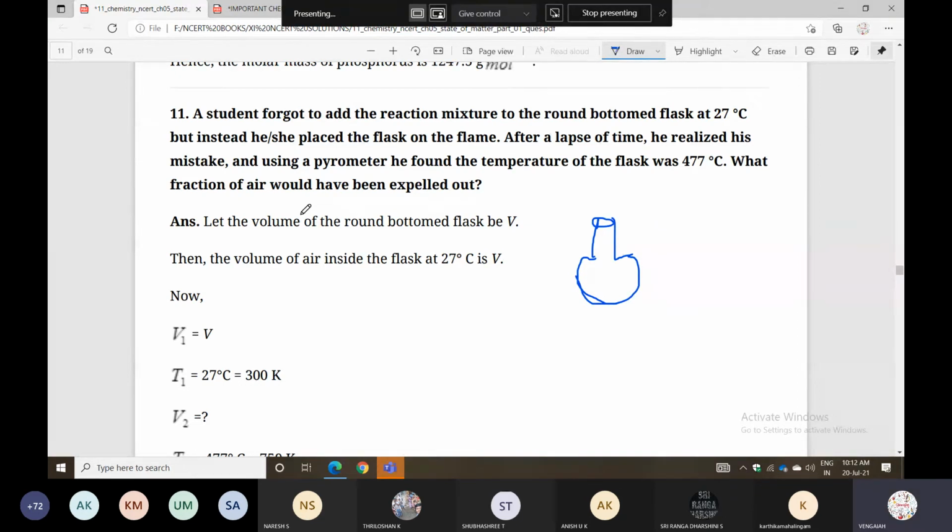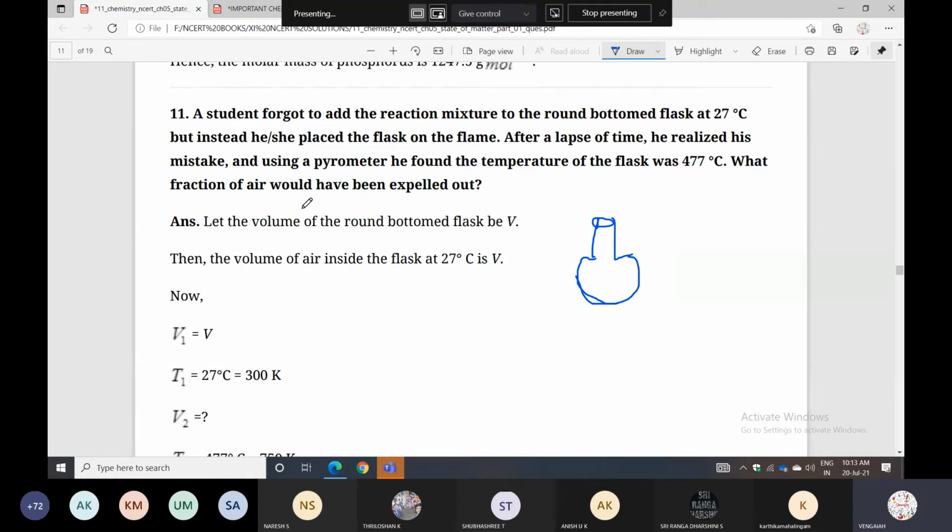One student forgot to add the reaction mixture to the round bottomed flask, but instead he placed the flask on the flame, and after a lapse of time he realized the mistake, and using a pyrometer he found the temperature of the flask. So what fraction of air would have been expelled out? So how much air came out?